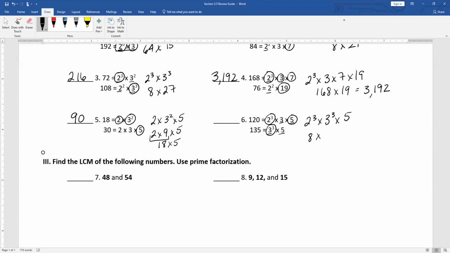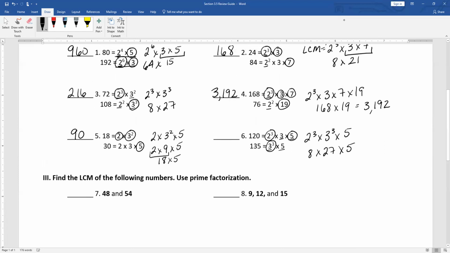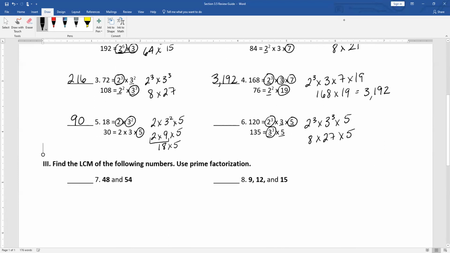This is 8 times 27 times 5, so another big number. And so 27 times 8 is 216. And then when you multiply that times 5, you get 1,080. So that's the least common multiple of 120 and 135.